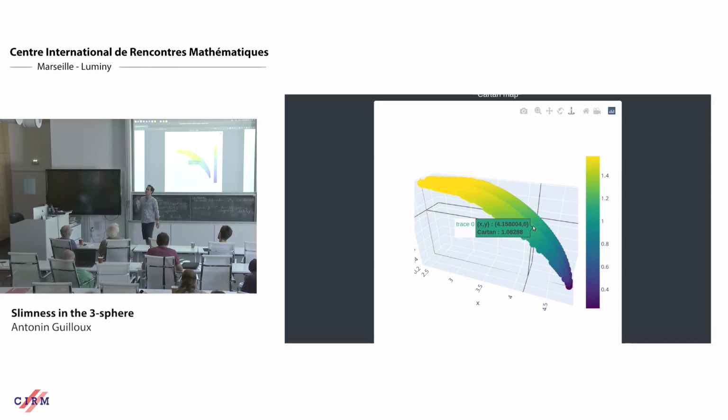And I have no time to speak about that, but in some sense, it should help to understand the uniformization of the eight-knot complement that you see at the endpoint. And I will stop here.